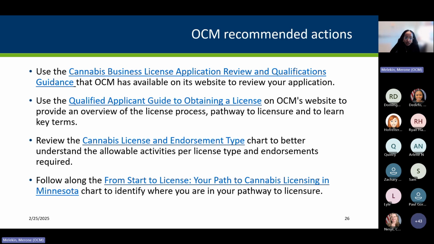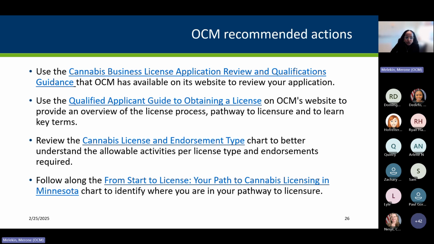And it starts with some of our guidance documents. If you haven't already, use the Cannabis Business License Application Review and Qualifications Guidance that OCM has available on its website to review your application. It allows you to really see all of the various things that OCM requests within your application. And it's really a helpful tool as you are navigating the SLS system, the seller application system, to ensure that you're incorporating everything that is requested of you.